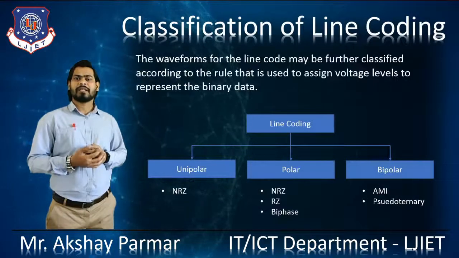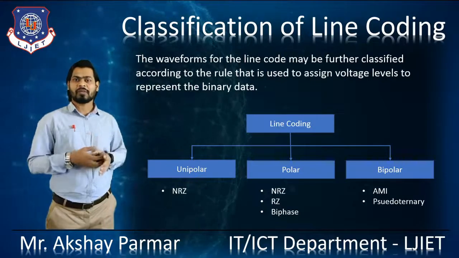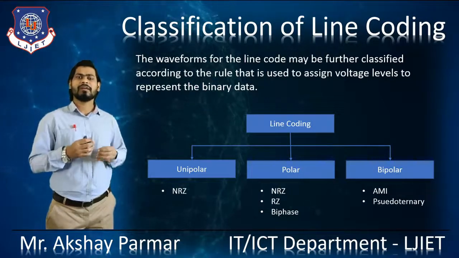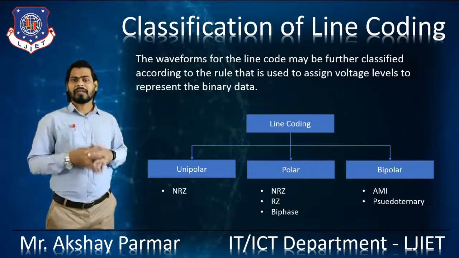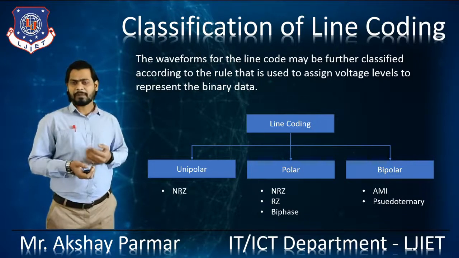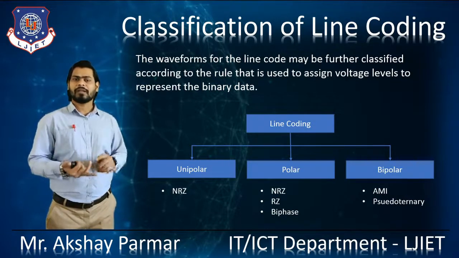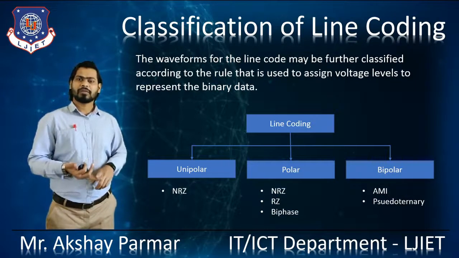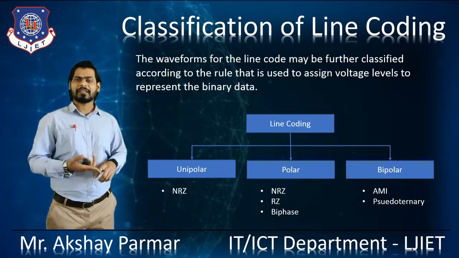The waveform of the line code may be further classified according to the rules used to assign a voltage level to represent the binary data, right? So there are majorly three kinds of line coding techniques: unipolar, polar and bipolar, right? In the unipolar there is a subtype, NRZ, non-return to zero. In the polar, there are non-return to zero, return to zero, and biphase. In the biphase there are the Manchester technique and the differential Manchester technique, right?